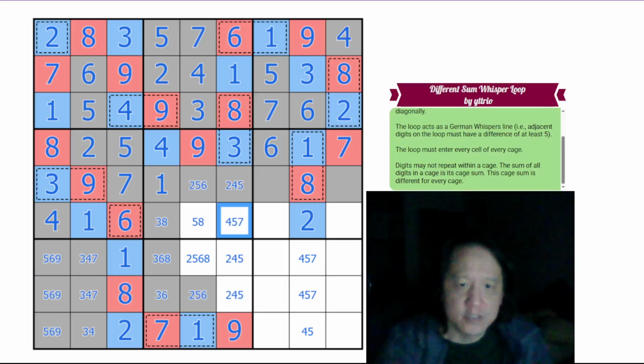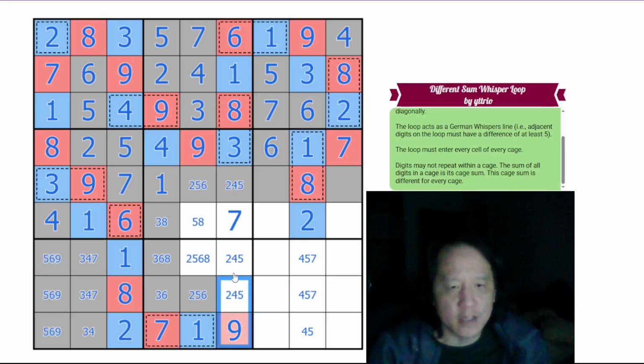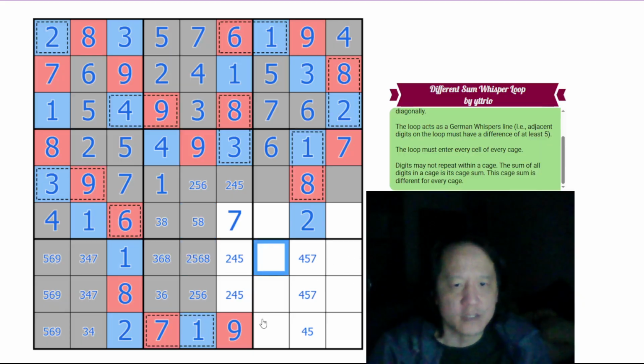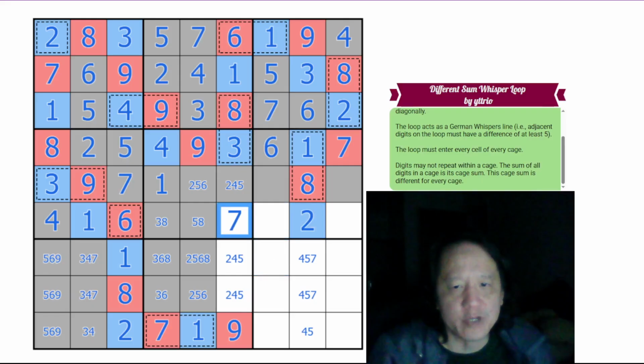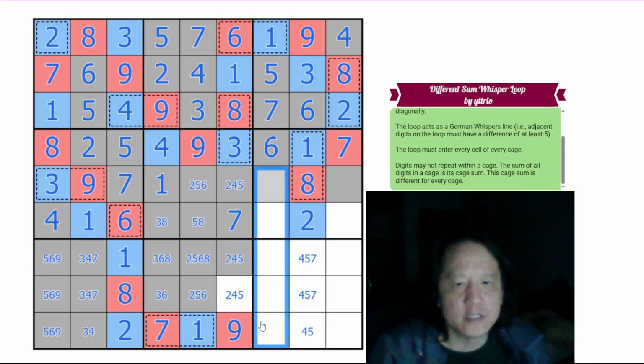So this is 7. This loop cannot loop back here because it would be considered touching itself, so these two are not on the loop. If this were on the loop, it would have to be low, but it can't be, so this can't be on the loop. If this were on the loop, it would have to be high, but it can't be high, so this is not on the loop.